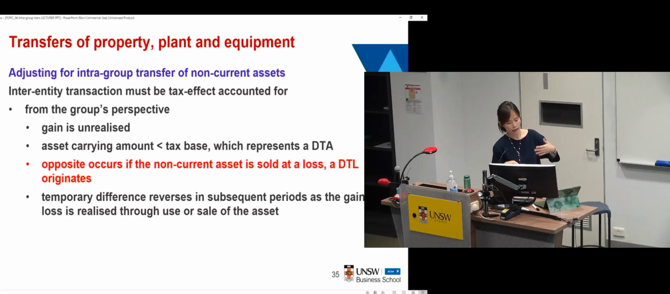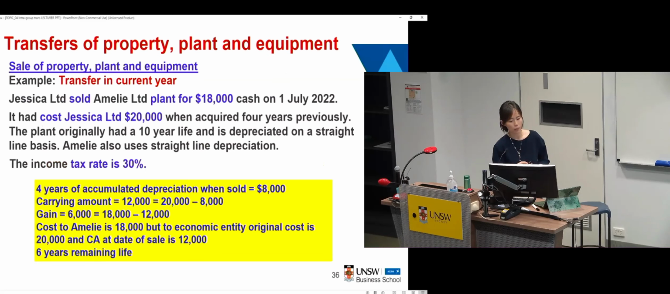So resulting in a carrying amount greater than tax base should lead to recognition of DTL. It depends on whether the seller records a gain on sale or a loss on sale. That's the reason why I would always suggest you process the entry recorded by each legal entity before you move on to look at your worksheet adjustment. Okay.